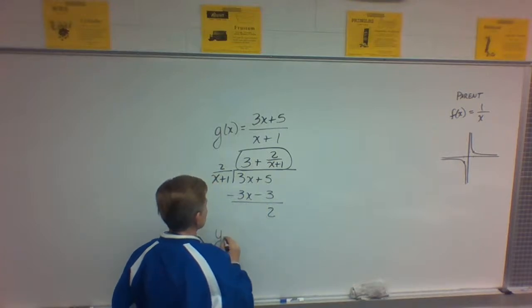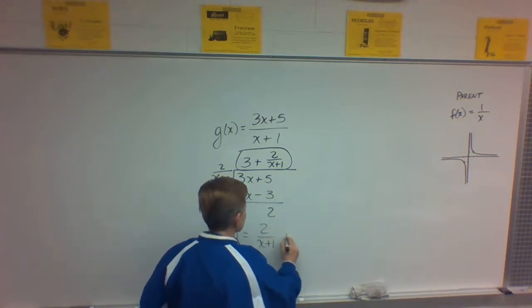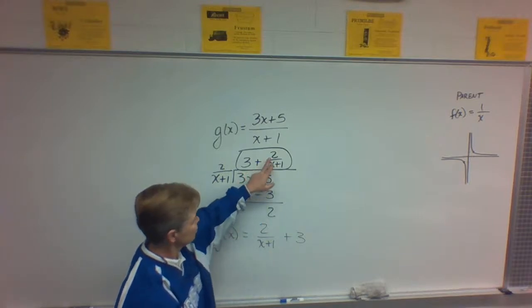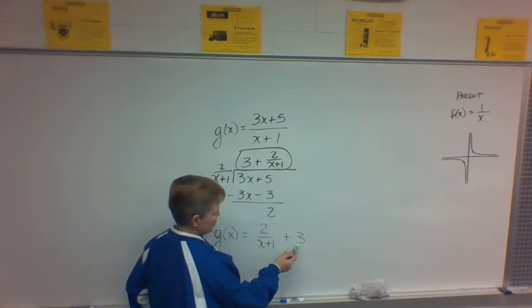So now I have the equation, y or g of x equals 2 over x plus 1 plus 3. Why did I reverse it? So you could recognize the transformations. But it's still the same thing. Put that on the front, put the 3 on the back, and now you can tell. We're going to go up 3.